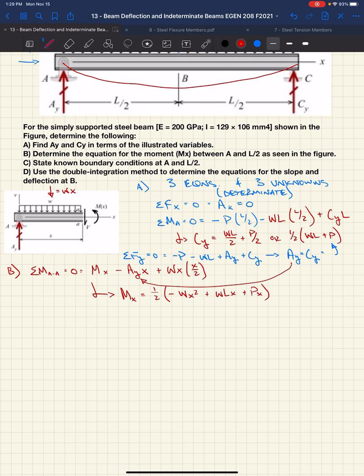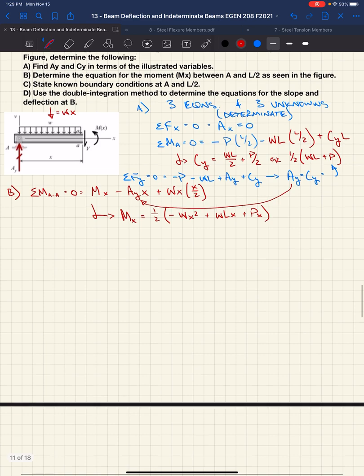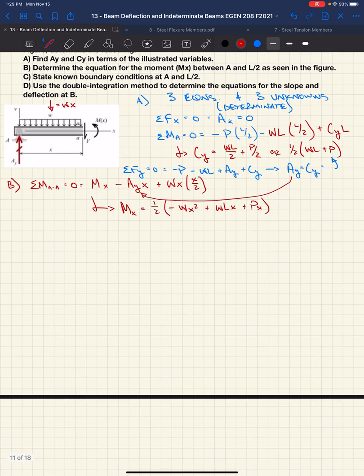Same process we've done multiple times now, right? External forces and reactions, then cut our member, derive an equation for the moment as we work our way along the beam. Once we have this moment, we're going to use the method of double integration, but before we do that, for part C, they say we'll state known boundary conditions at A and L over 2.